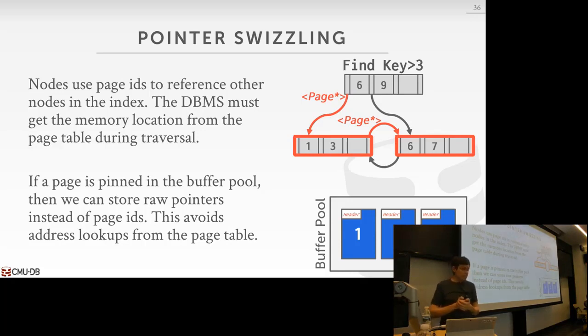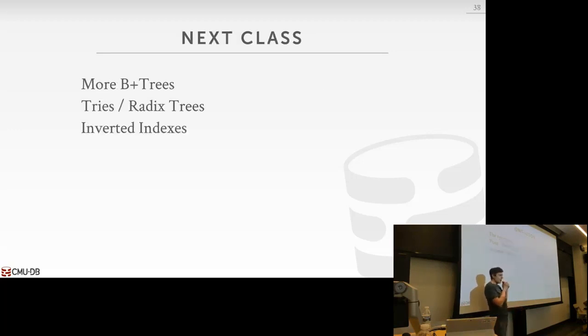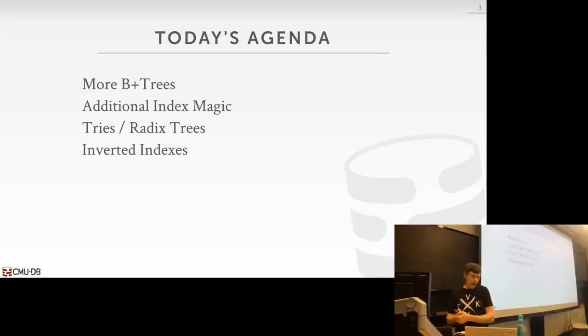Okay? All right, so to finish up, the B-plus tree is awesome. Hopefully I've convinced you that it's a good idea to use this if you're building a database system. Next class, we'll see some additional optimizations for this, and maybe do some demos with Postgres and MySQL. But then we'll also talk about two other types of tree-based indexes we may want to use. Tries or radix trees, which are going to look like B-trees, but slightly different because we're not storing entire keys. And then inverted indexes will allow us to do full key searches. Any questions?